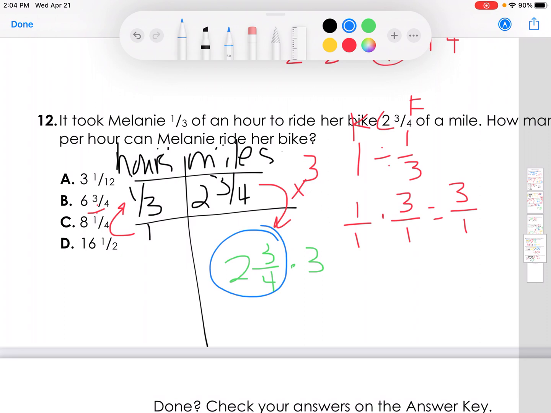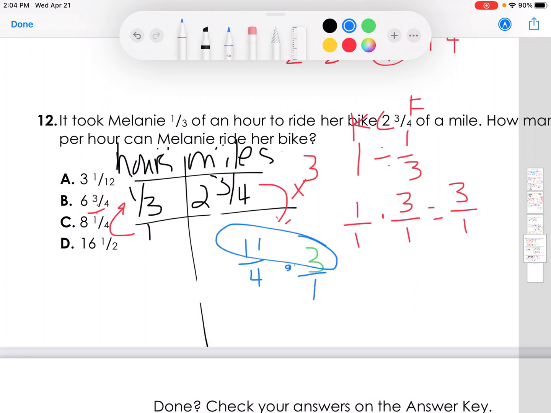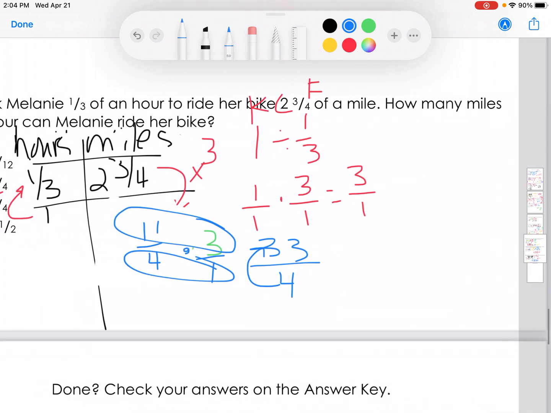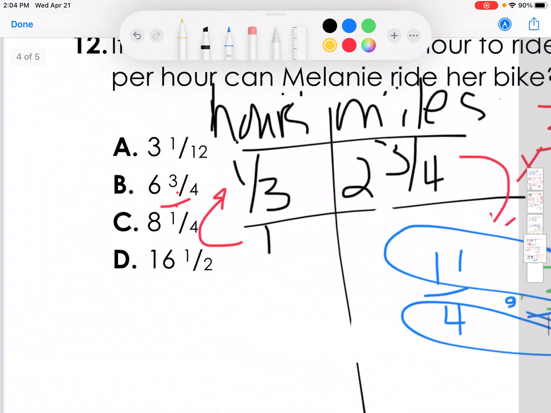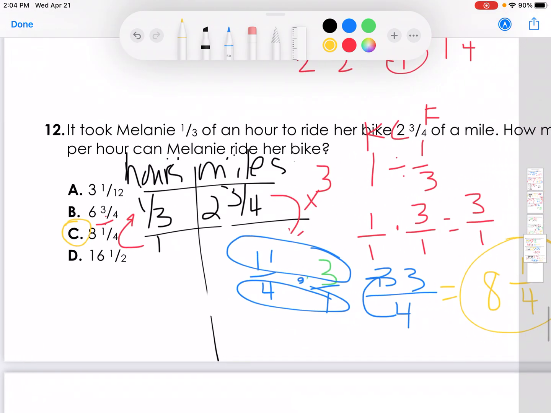I have to go around the world. So 2 times 4 is 8, plus 3 is 11. So I have 11/4 times 3/1. 11 times 3 is 33. 4 times 1 is 4. So now I have to think, how many times does 4 go into 33? 8 times. 4 times 8 is 32. So 33 minus 32 is 1/4 left over. 8 1/4. So she can ride her bike 8 1/4 miles per hour.